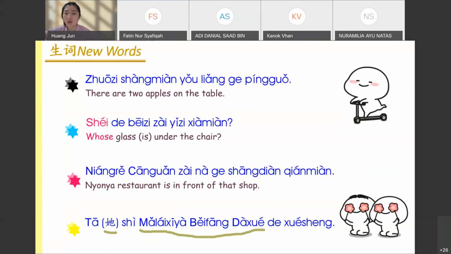So your quiz 2 will come in. Quiz 1 will come in maybe next week. So I hope you can remember your Chinese characters for quiz 2.